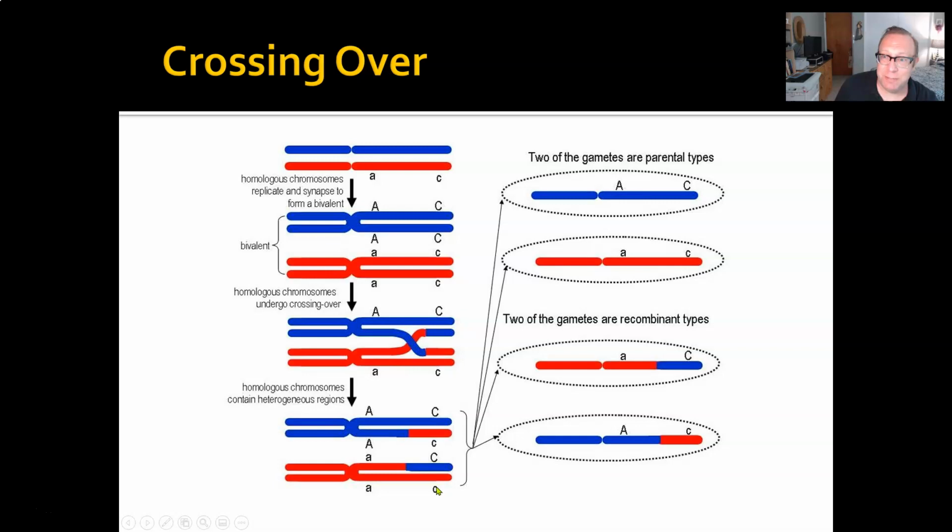Again, it's the Punnett square. This is sort of the same distribution here. You've got a mix of dominant and recessive traits here. So this is why crossing over is important, because it gives us more variation.